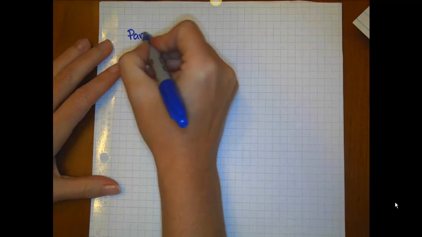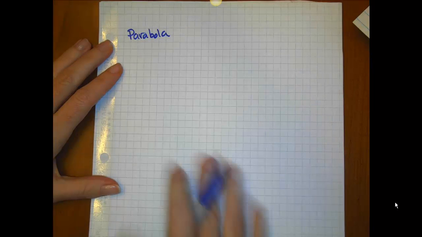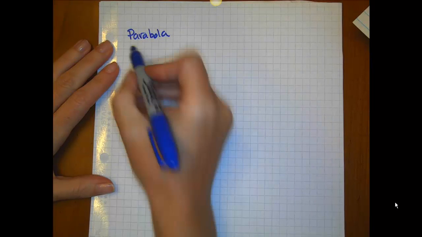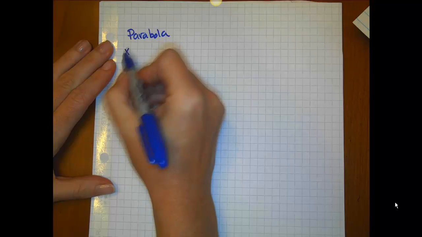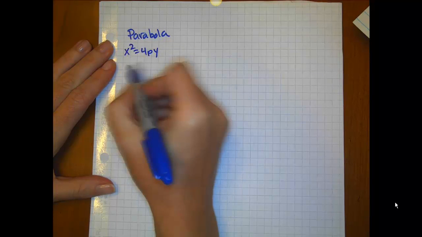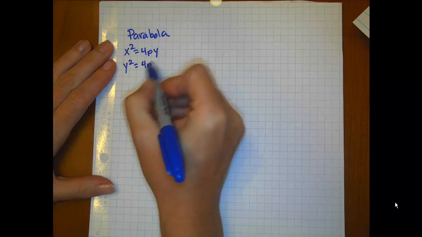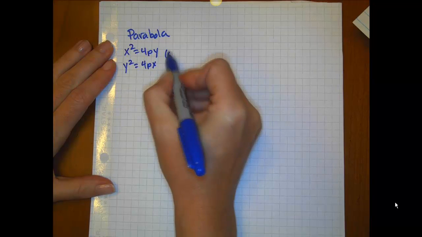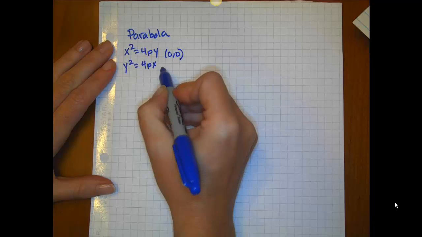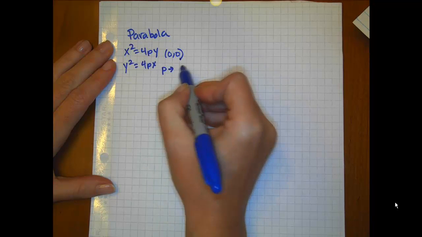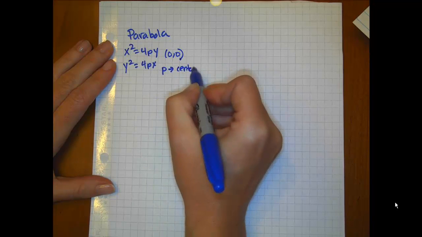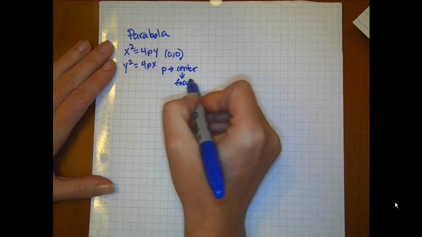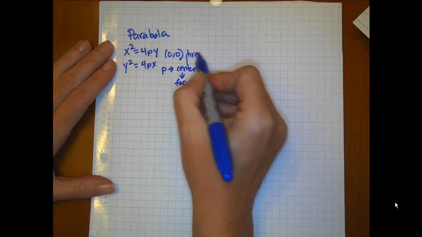Hello, friends. Let's do some comparisons of the parabola, the ellipse, and the hyperbola. So if we talk about the parabola and we look at what its equations look like in standard form, we have x squared is equal to 4py, or y squared is equal to 4px when the parabola's center is at 0, 0. And remember that p represents that distance between the center to the focus and to the directrix.